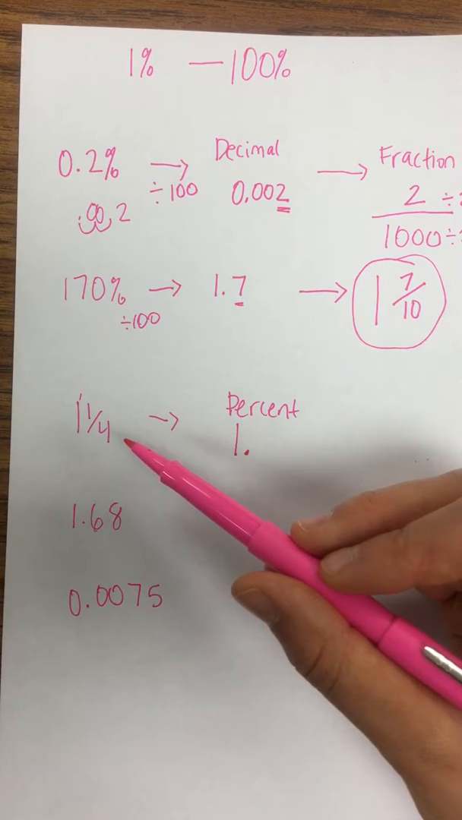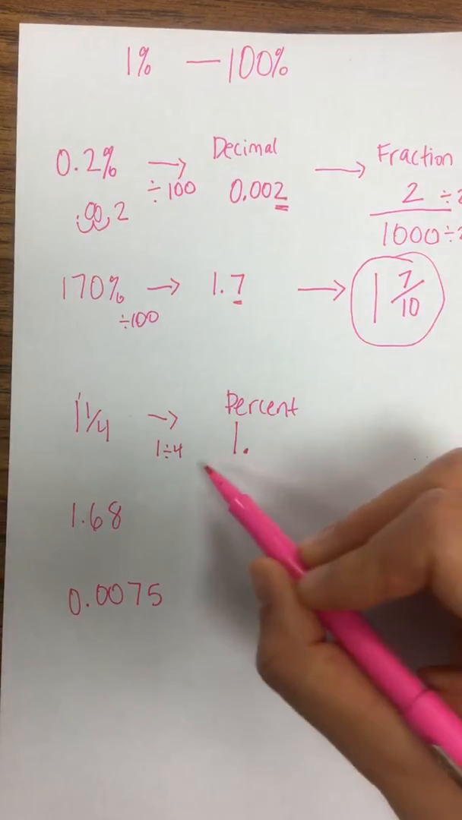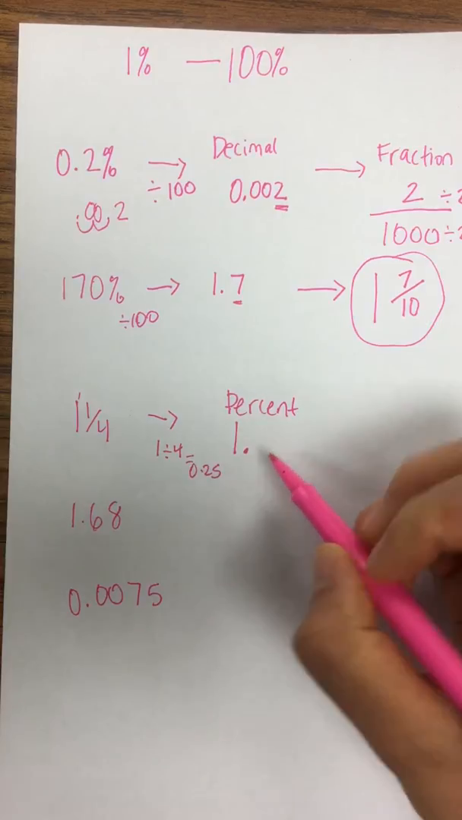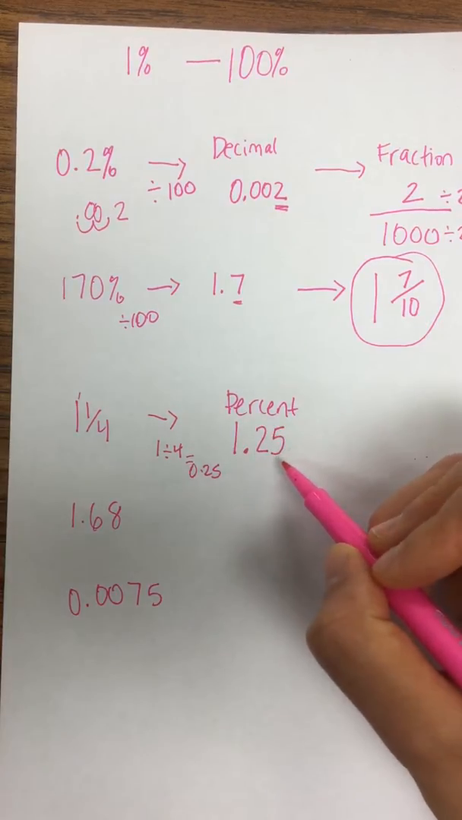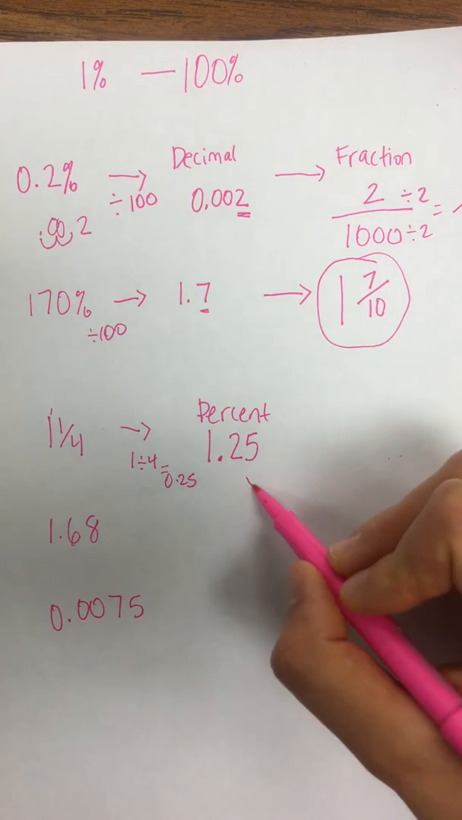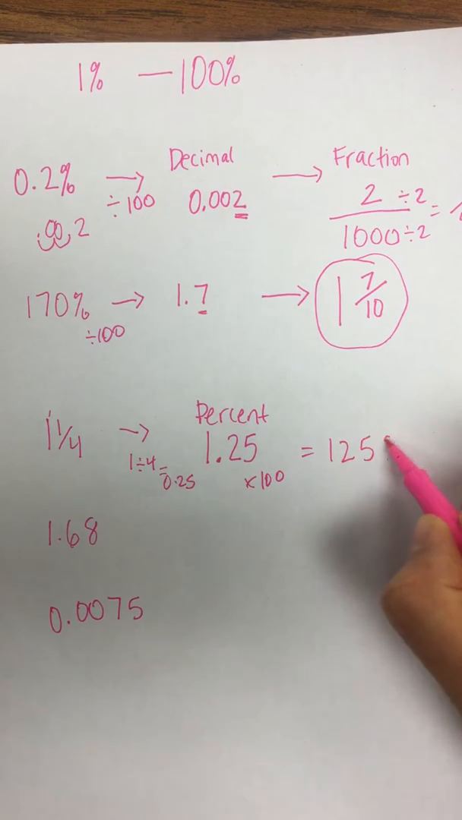I just change 1/4 to a decimal by dividing numerator by denominator, and I get 0.25, and I add that to the 1 that's already there. 0.25 plus 1 is 1.25. So from there, I can make it a percent by multiplying it by 100. I get 125%.